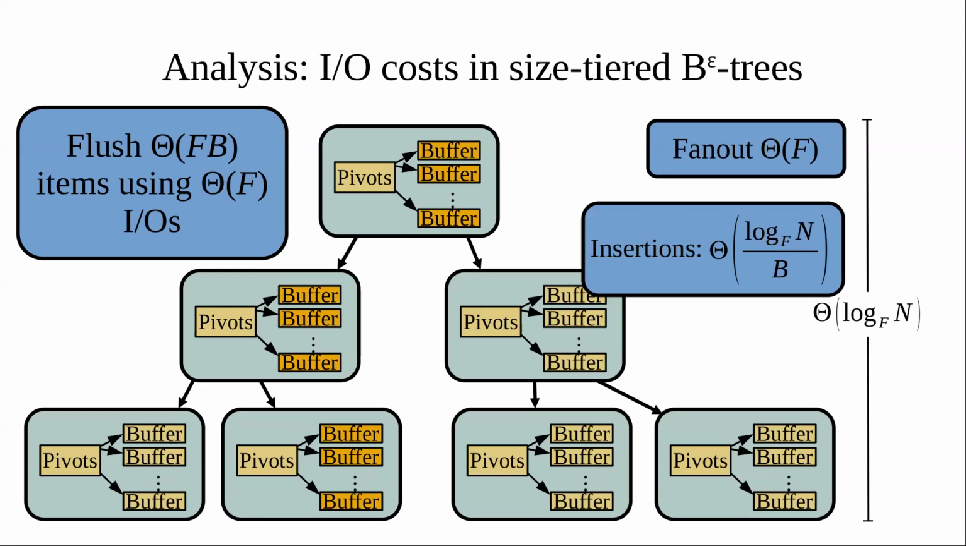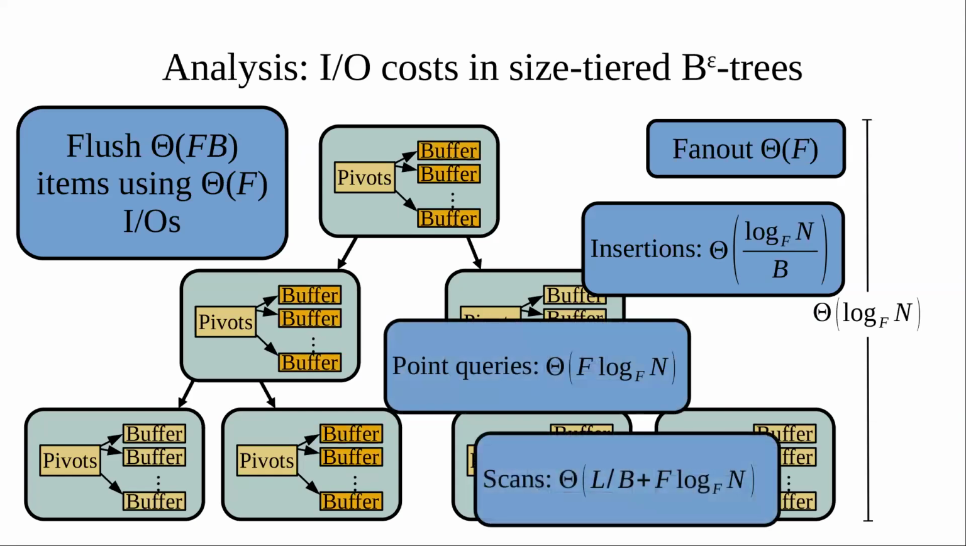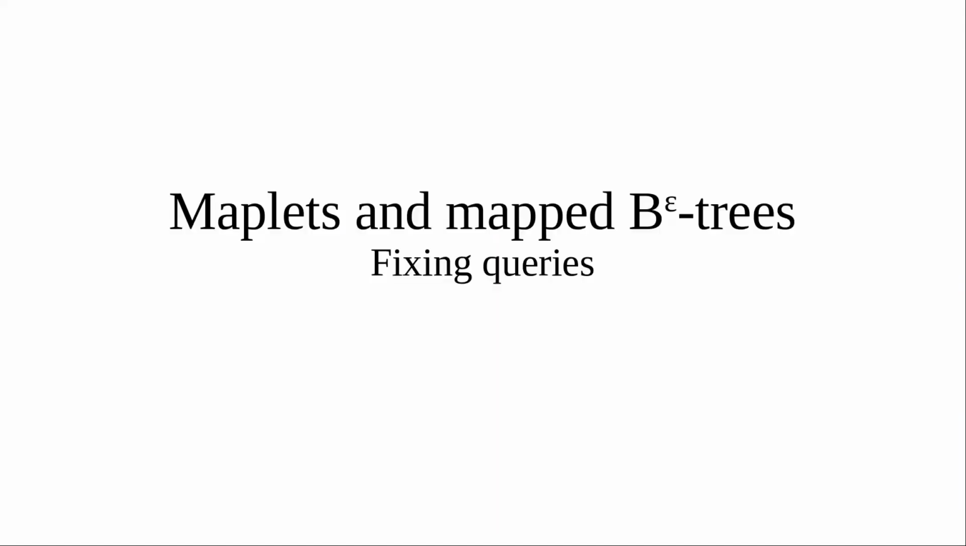So we sped up insertions. Now the downside is when you do a point query, you still have to do this root to leaf walk, but now you have to search in all of these buffers. And there are up to F buffers per node. So point queries just got F times more work. And scans also got F times more work, at least the startup cost for a scan, not the long range. Okay. So we sped up insertions, but we made the query slower. So now we want to fix the query.